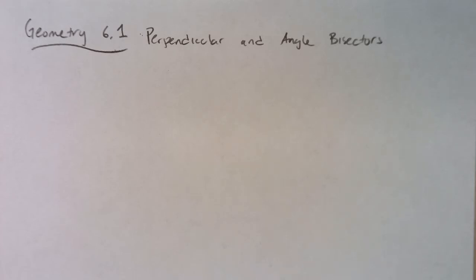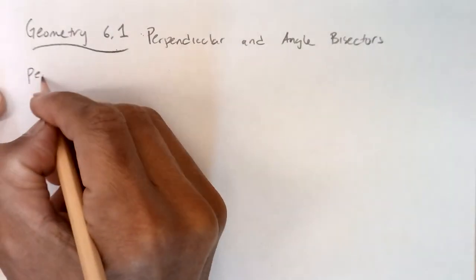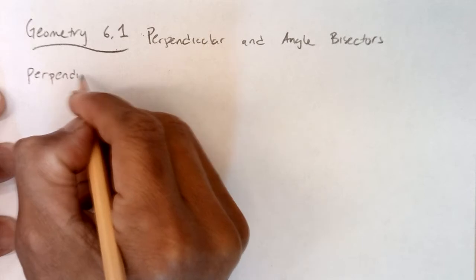All right, so we're going to start chapter 6 now. And chapter 6, or 6.1, will include perpendicular and angle bisectors. The first thing that you need to know is what a perpendicular bisector is and what you can actually perpendicularly bisect.